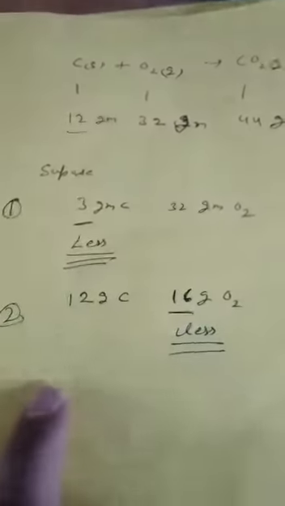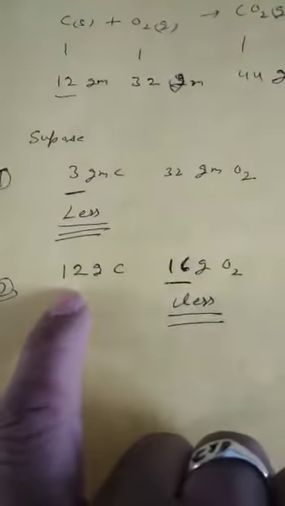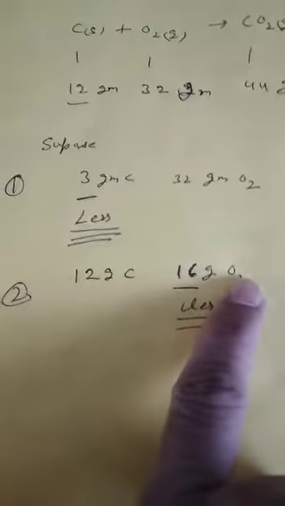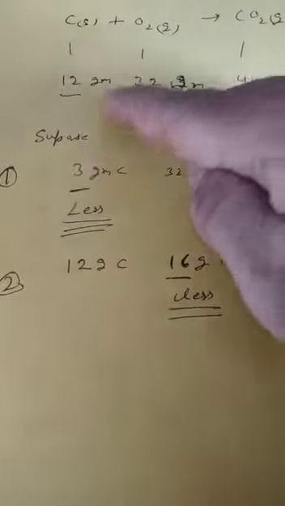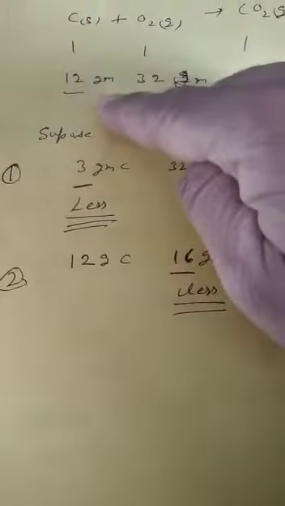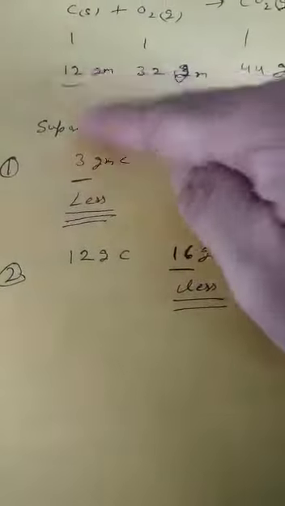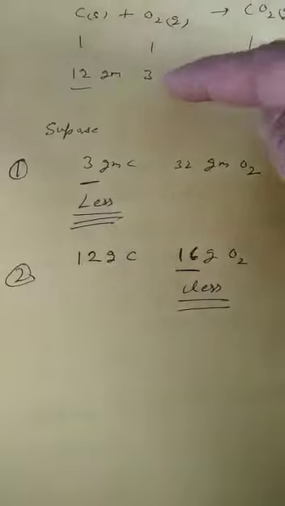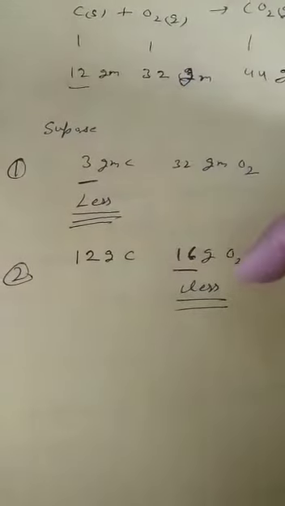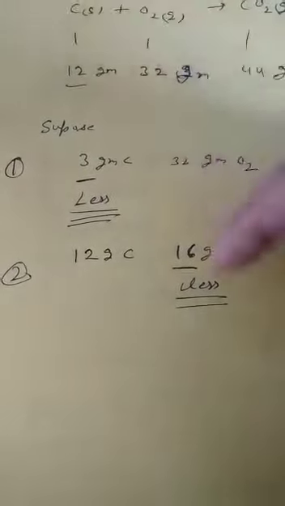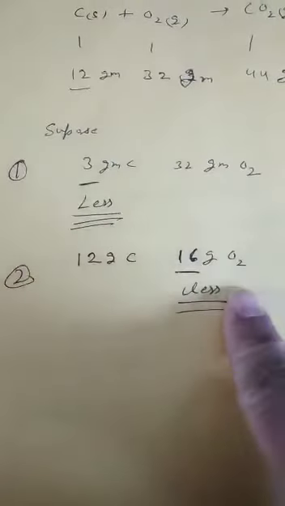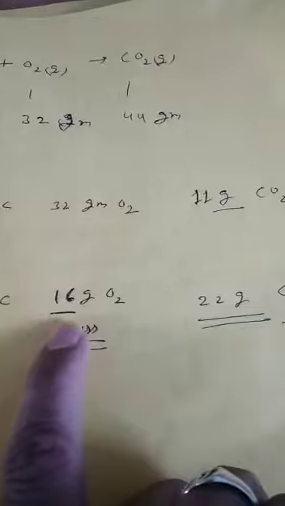But suppose in the second case you treat 12 gram carbon with 16 gram of oxygen. When you compare with the stoichiometric amount, 12 gram carbon is the same sufficient amount. But with 12 we require 32 gram oxygen, and we have only 16 grams. So it is lesser than 32. So in the second case, oxygen is the limiting reagent. And always remember, the product will be determined by the limiting reagent only.